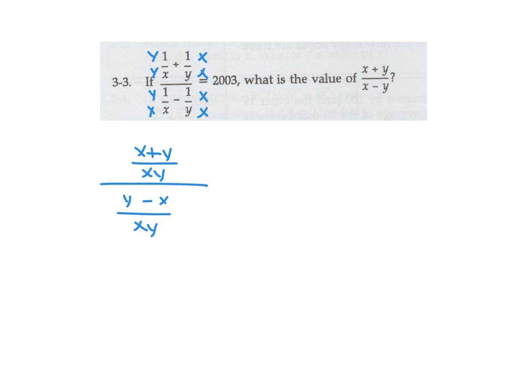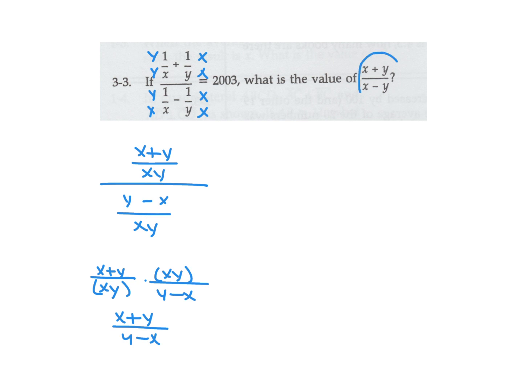Okay, so if we invert and multiply this guy, we will have x plus y over xy times xy over y minus x. Now these two guys cancel, so then you just get left with x plus y over y minus x. And that's it. That's all we have left.